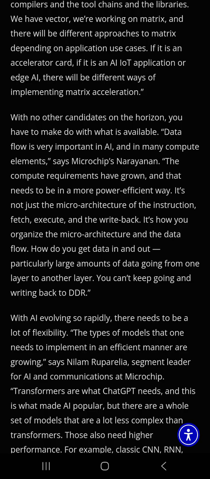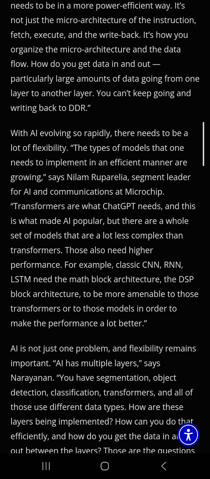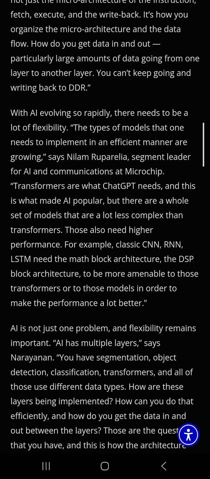There is a particularly large amount of data going from one layer to another layer. You can't keep writing it back to the DDR. With AI evolving rapidly, there needs to be a lot of flexibility. The types of models that one needs to implement in an efficient manner are growing.